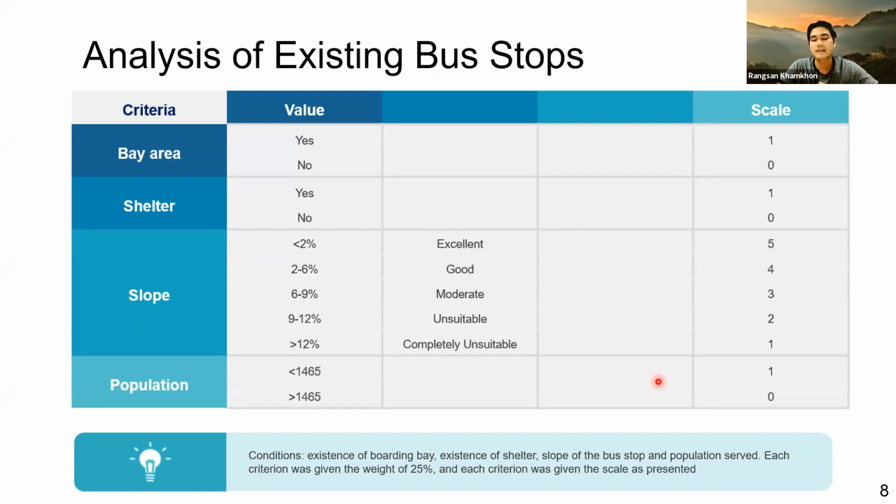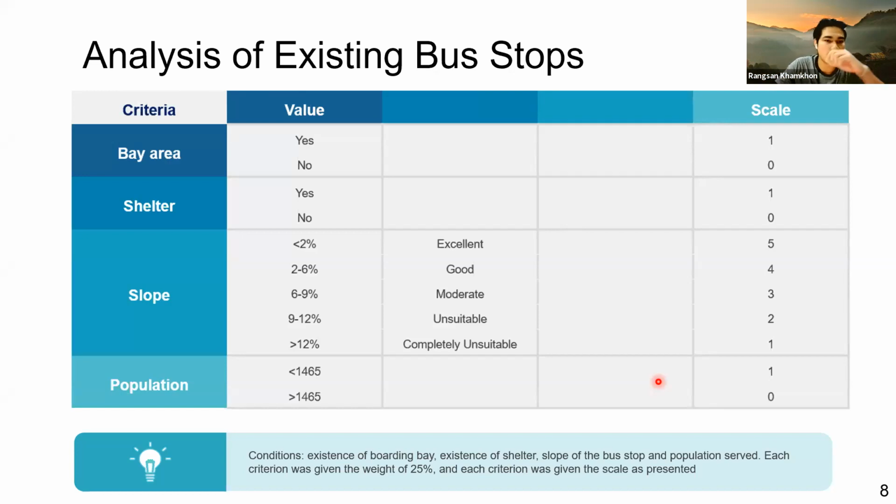For analysis of the existing bus stops, they were analyzed according to the standard specific for bus stops. There are 5 criteria. The first one is base area. If the value is yes, the scale will be 1. If the value is no, the scale will be 0. The shelter area is the same as the base area.